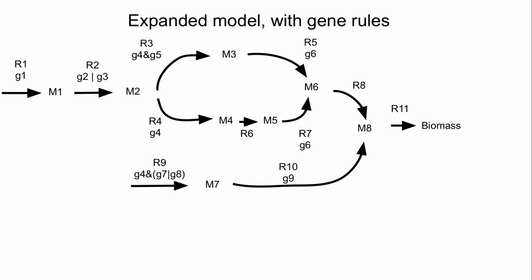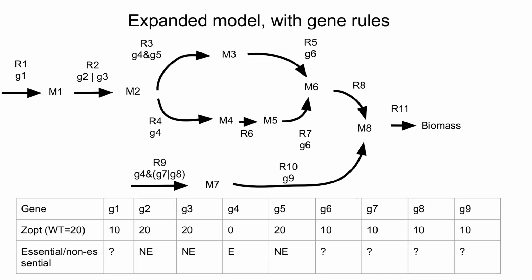Okay, so let us go through this one by one. If we look at G1 first, knocking out G1, we're still assuming that R1 and R9 have this original constraint that each of these are less than 10. G1 only figures in R1. So knocking out G1 would knock out R1, which, as we've seen earlier, would knock out this entire upper pathway, meaning that we can only produce M8 through the lower pathway, which, as we've seen before, corresponds to an optimal growth of 10, which is half of our wild type growth.